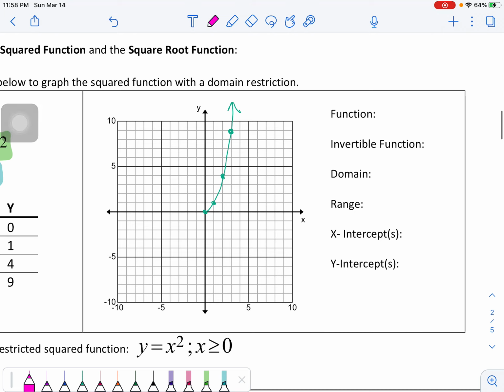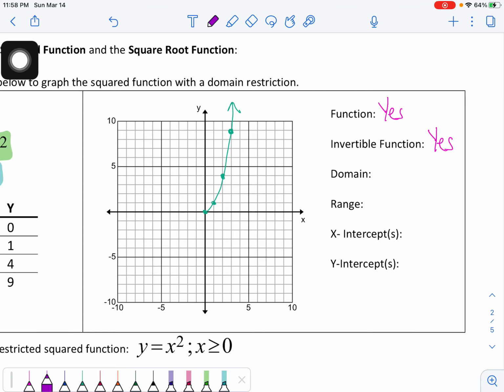So based off of our pretty graph here, is this a function? Yes, it will absolutely pass the vertical line test. Is it an invertible function? It is now. Because when we draw that horizontal line, we're only ever going to hit the graph once because we've eliminated the other half of this curve.